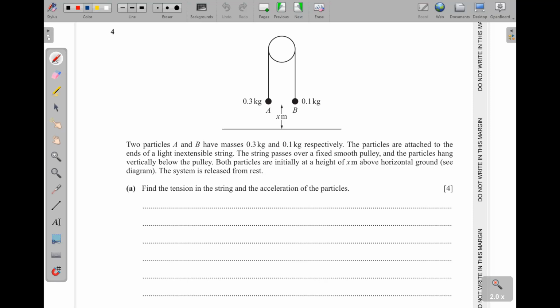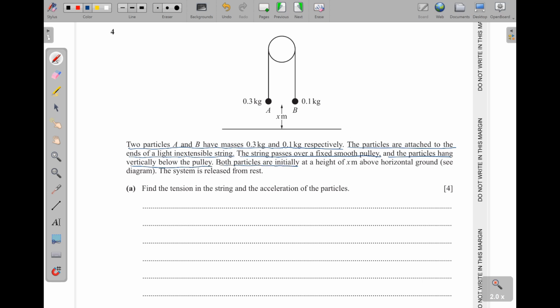Question 4 is coming from connected particles. The pulleys: two particles A and B have masses 0.3 kilograms and 0.1 kilograms respectively. The particles are attached to the ends of a light inextensible string. The string passes over a smooth fixed pulley and the particles hang vertically below the pulley.